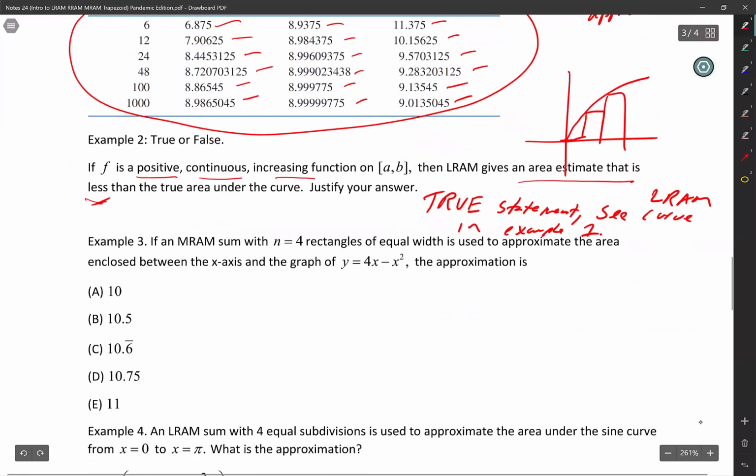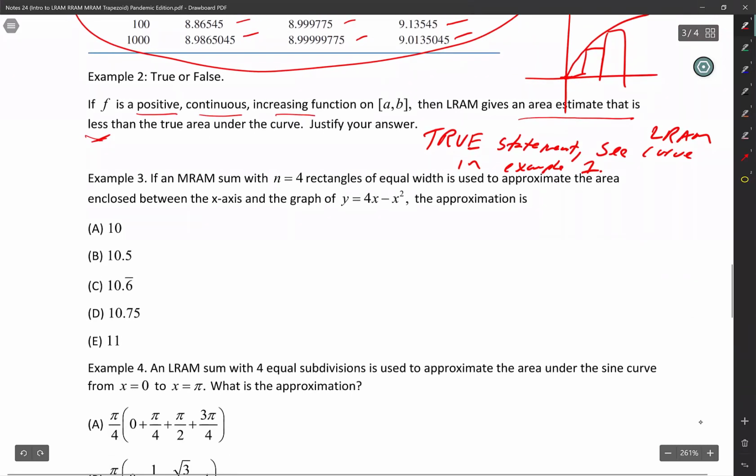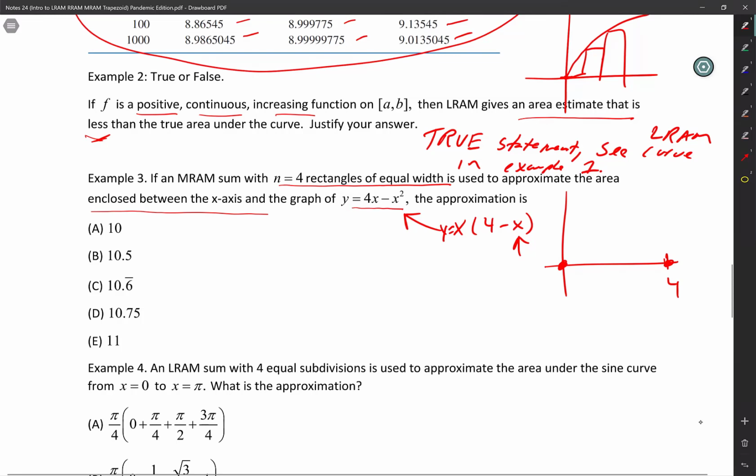All right, example 3. If an MRAM sum with n equals 4 rectangles of equal width is used to approximate the area enclosed by the x-axis and the graph of 4x minus x squared, the approximation is? Okay, first of all, guys, do you know how this graph looks without a calculator? Factor out an x, and you get x times (4 minus x). So you have zeros at 0 and at 4. So remember from algebra 2, if these are zeros, that means your vertex happens at 2, and it has to look something like this.